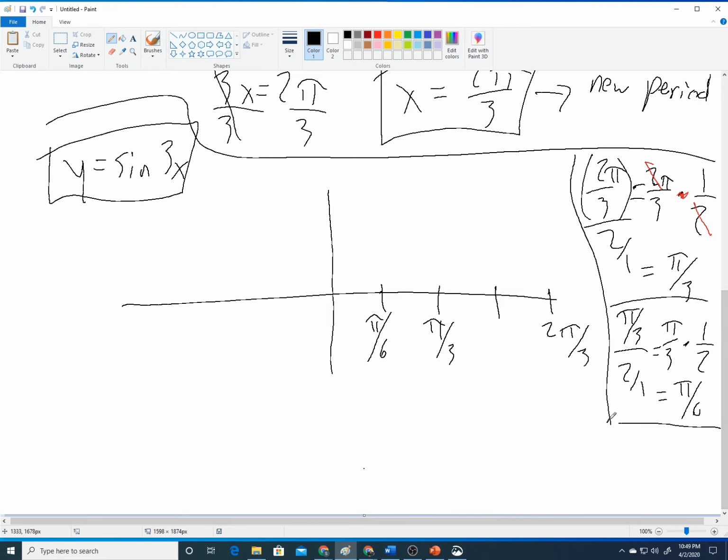Okay, and one more. I now want to find this last missing spot here. I know it's halfway between pi over 3 and 2 pi over 3. I could use the law of averages to find this. I'm going to use instead fraction addition because I know that this number here would have to be pi over 3 plus another pi over 6. And I just want to remind you that the rule is they have to have the same denominator to add your fractions together.